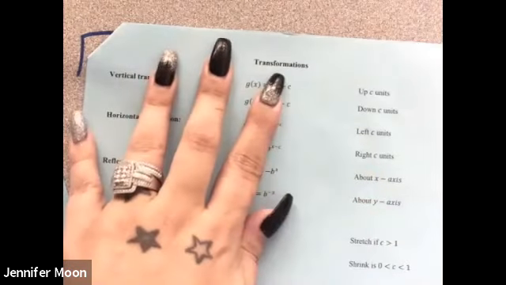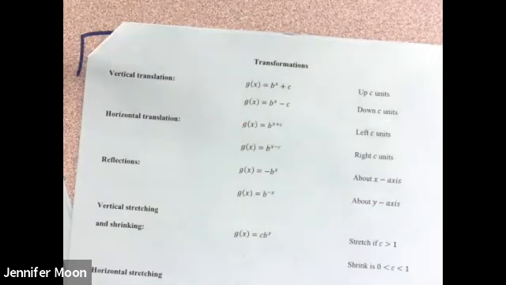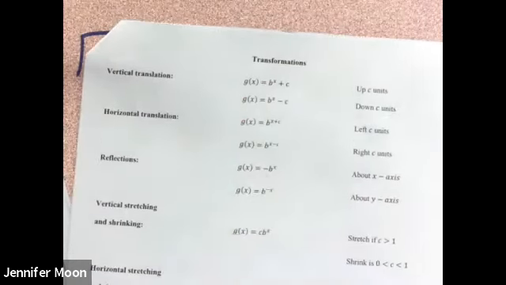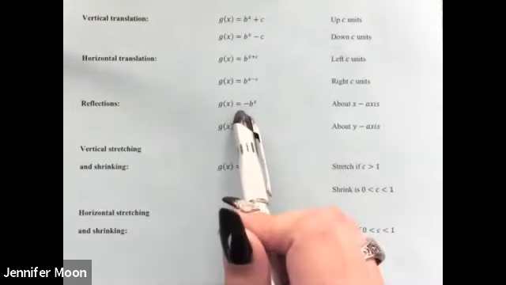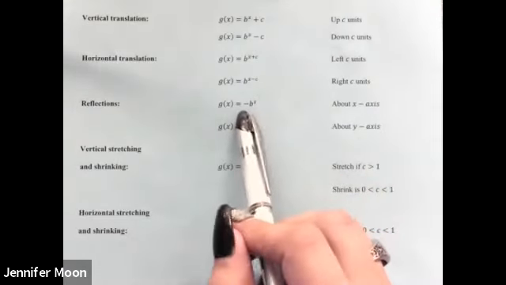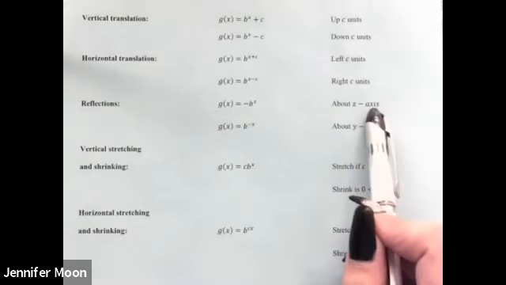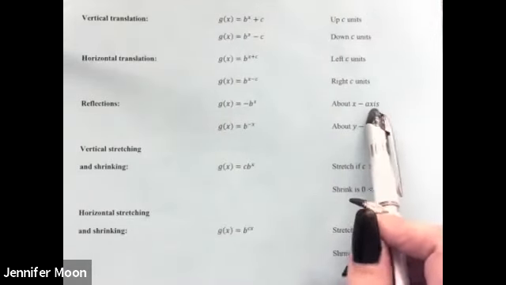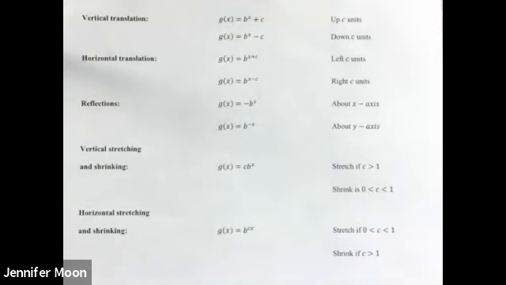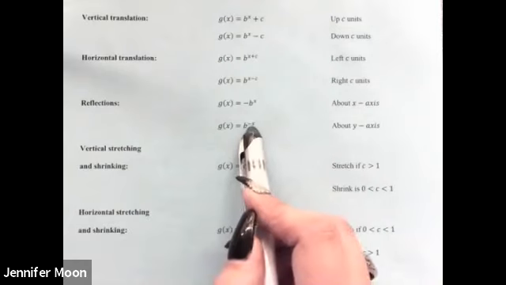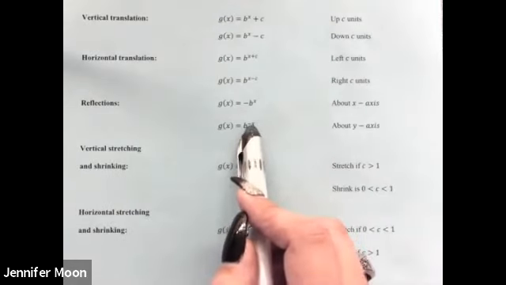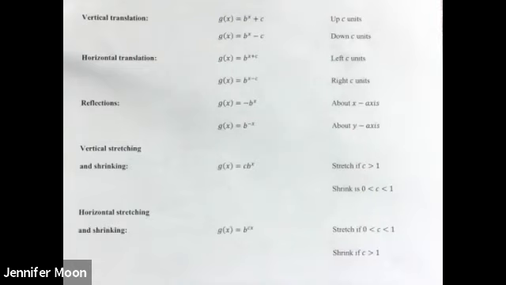If it's on the outside by itself, you actually do what makes sense, right? It's the logical answer there. Our reflections: if we have an exponential function, and in front of our function we apply a negative sign, that causes it to reflect about the x-axis. If our negative is with our variable in the exponent, it reflects about the y-axis.